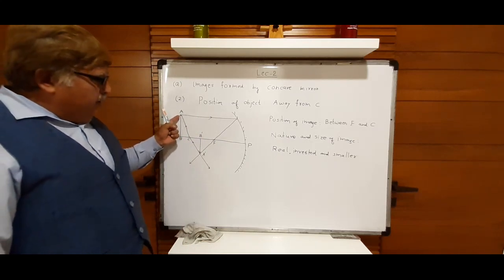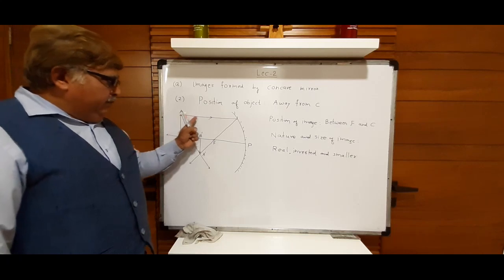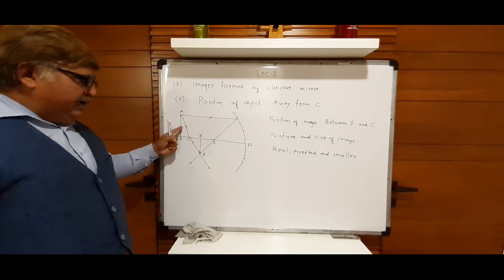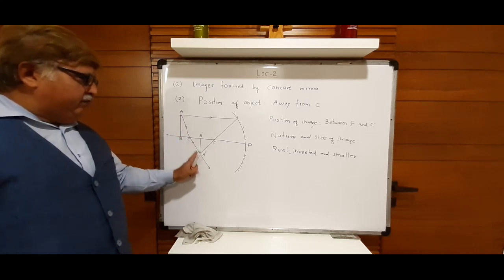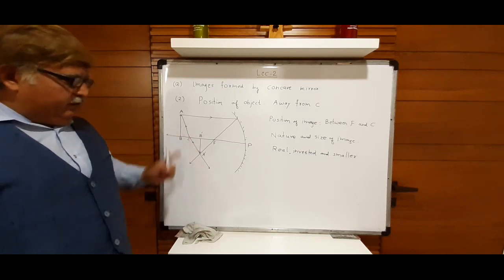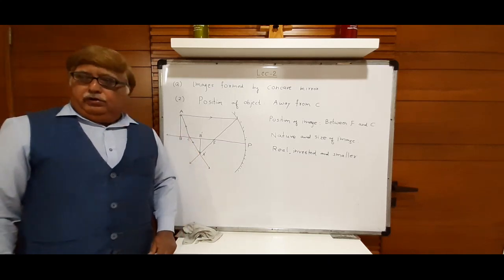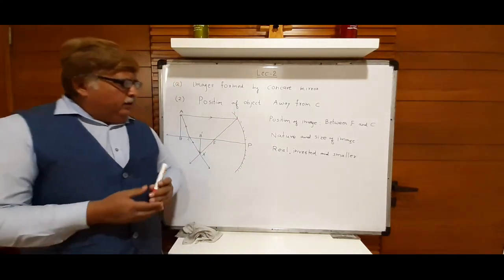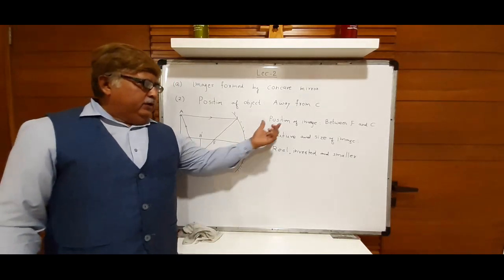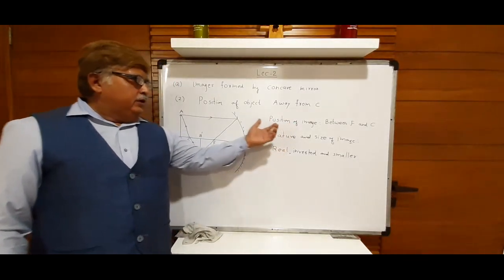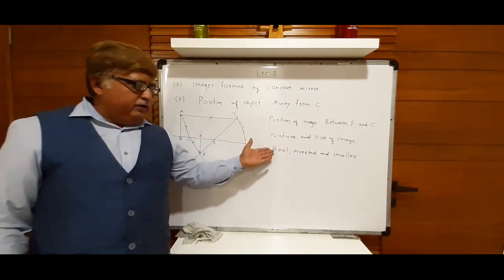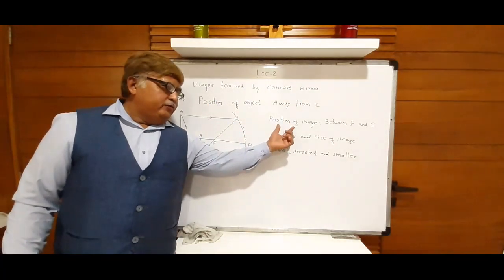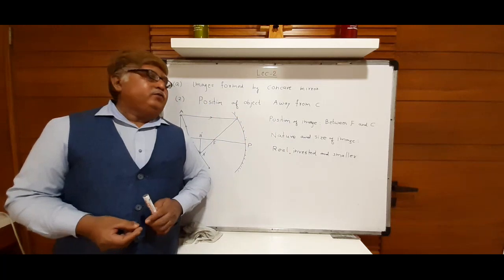curvature. First ray emerging from this parallel to principal axis, after reflection pass through focus. Another ray directly passing from center of curvature and reflect back in the same direction, means it retraces its path. Here we got the image A dash B dash, which is real, inverted and smaller. MCQ can be asked from this. You are just given position of image. You may be asked position of object, nature and size of image. You are only given position of object. You may be asked position of image, nature and size of image.